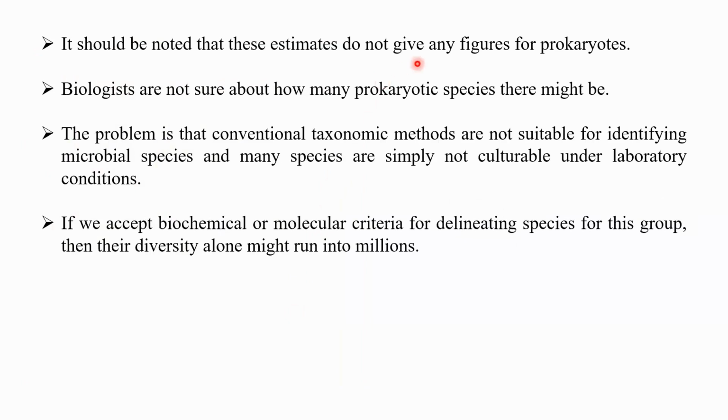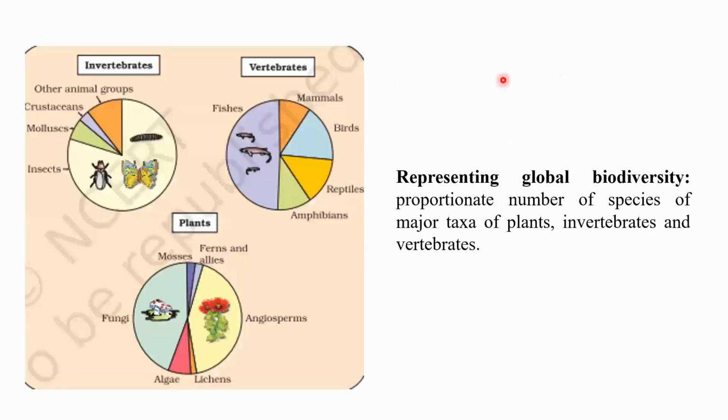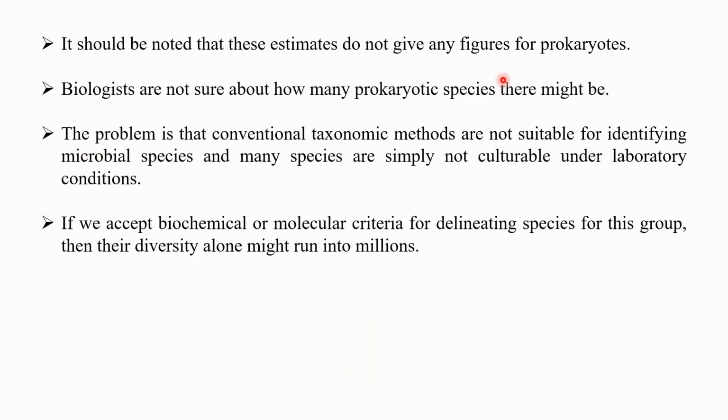It should be noted that the data presented till now only represents the eukaryotes, and it does not contain any data about the prokaryotes. Biologists are actually not sure about how many prokaryotic species there might be. The problem is that conventional taxonomic methods are not suitable for identifying microbial species, and many species are simply not culturable under laboratory conditions. Therefore, it is very difficult to identify, isolate and grow those species. So the data described till now is only for the eukaryotes.